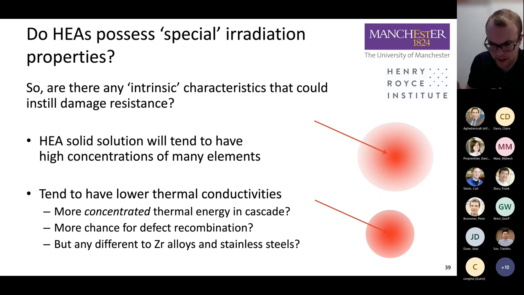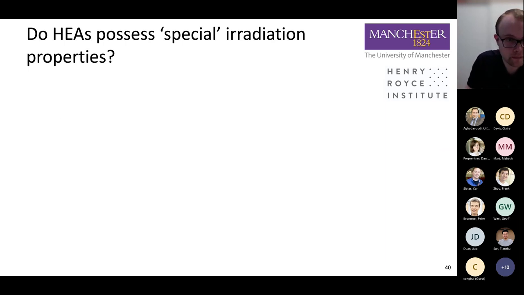It's also worth noting that many stainless steels, of course, and zirconium alloys have low thermal conductivity, so it remains to be seen whether they are any different to those sets of alloys. But certainly it's generally true that high-entropy alloys have worse thermal conductivities than their more conventional counterparts. So does this give you an advantage?